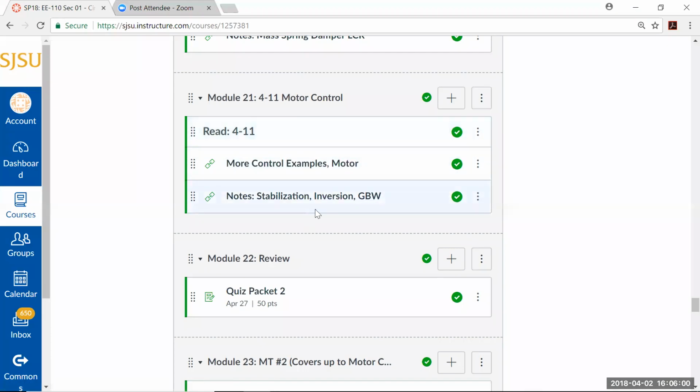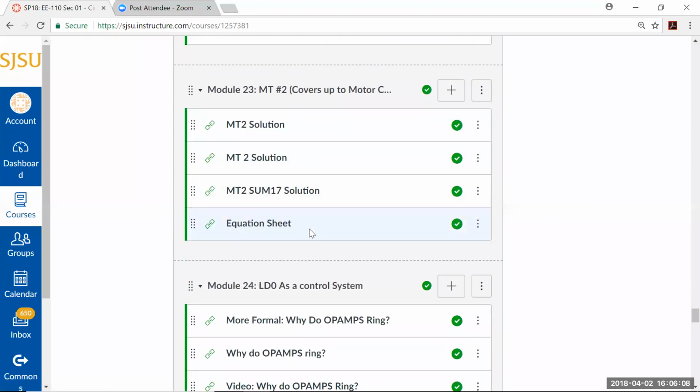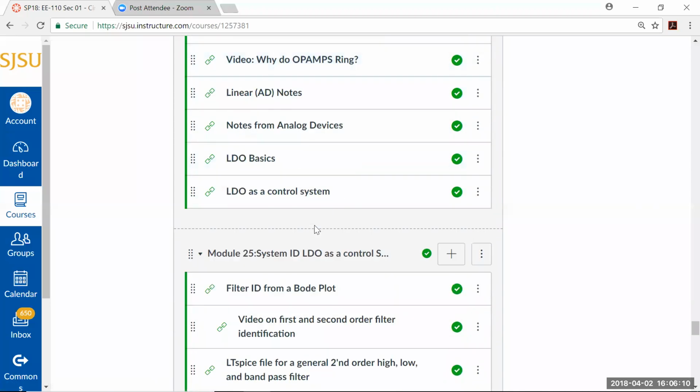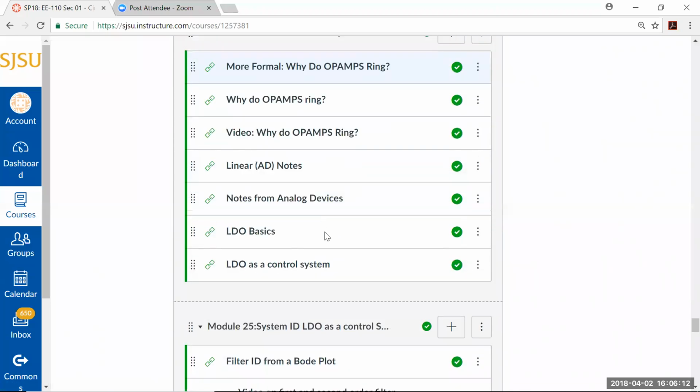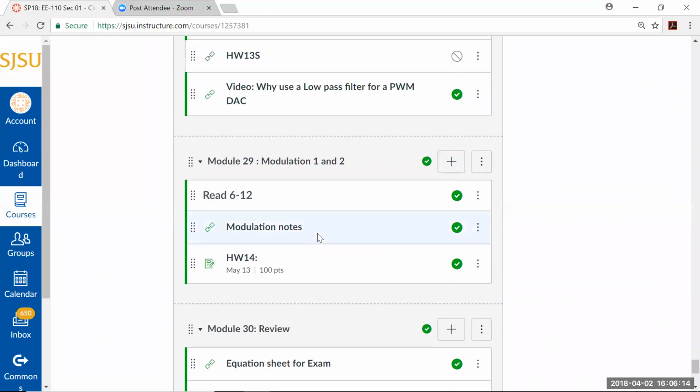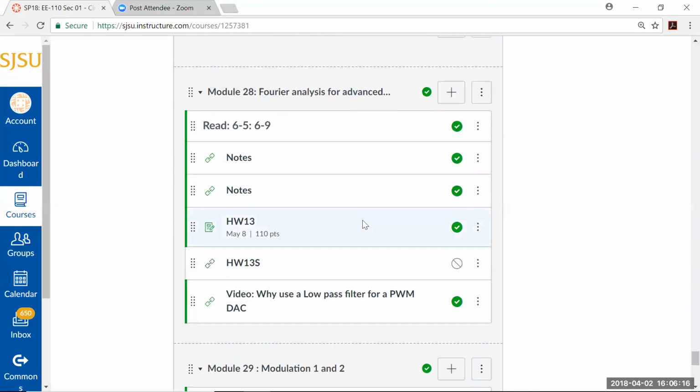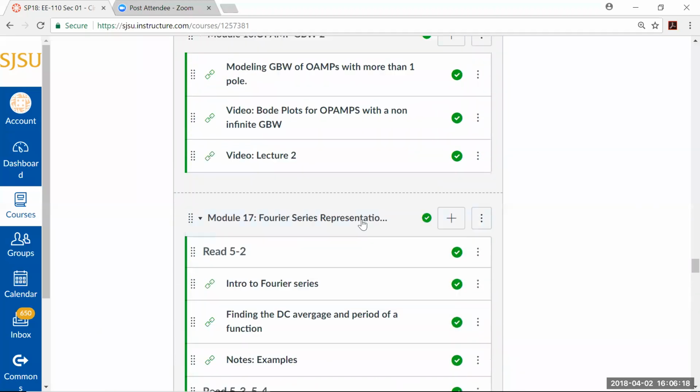Some of these modules, yeah, it depends how much time I have to show you the other examples. Where's the... Yeah. Anyway.